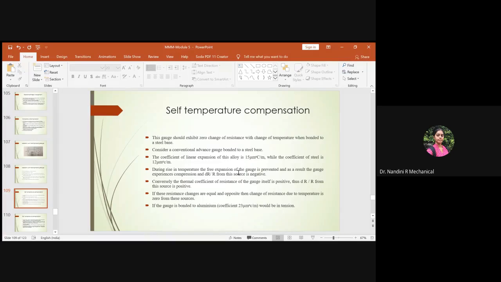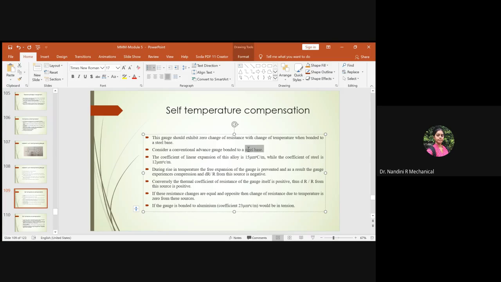So what happens in the case of self-temperature compensation? This gauge should exhibit zero change of resistance with respect to change of temperature when bonded to a steel base. Suppose you have a steel base as a substrate on which the strain gauge is bonded; in that case it will show zero change in resistance with respect to temperature. This means there will be no external effect of the temperature embedded into the strain value we are going to measure, because we are using a steel base here as a substrate, like a foil or a wire. So here we will be considering a conventional advanced gauge bonded to a steel base.